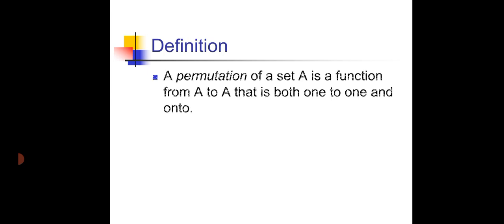So now, the definition for permutation group. A permutation of a set A is a function from A to A. It has to satisfy the condition that the function is 1 to 1 and onto.